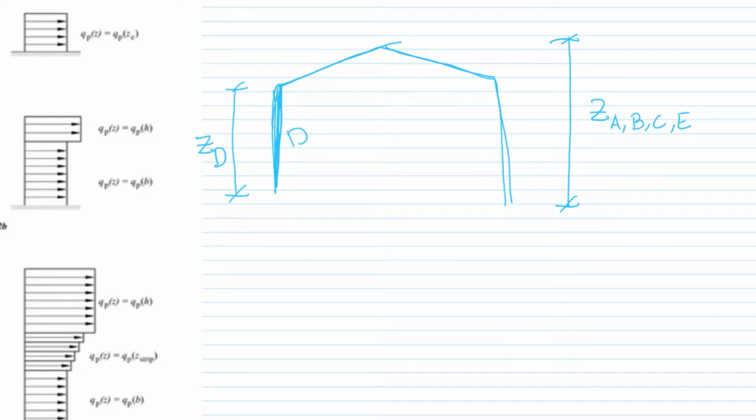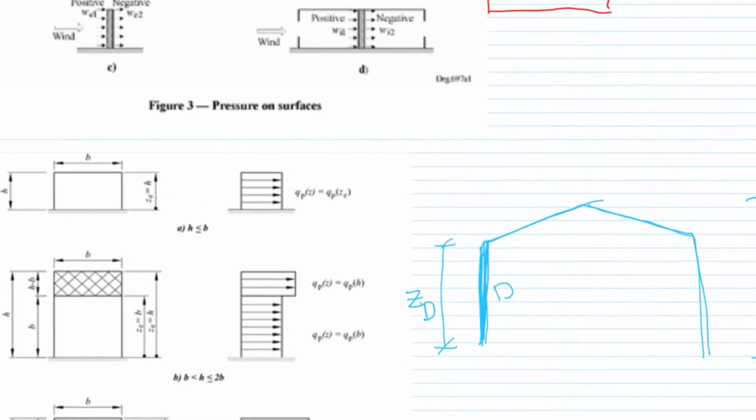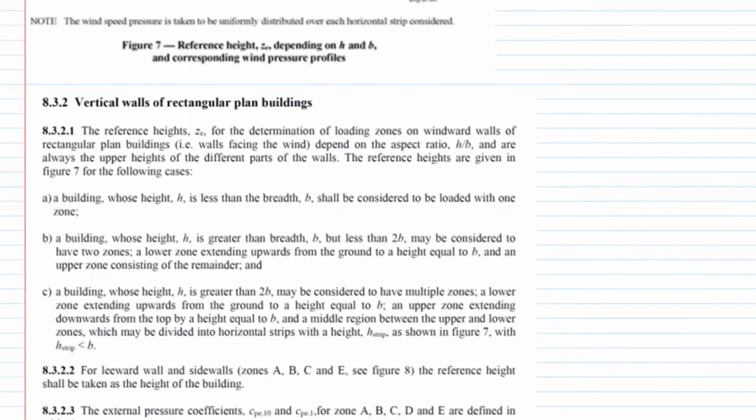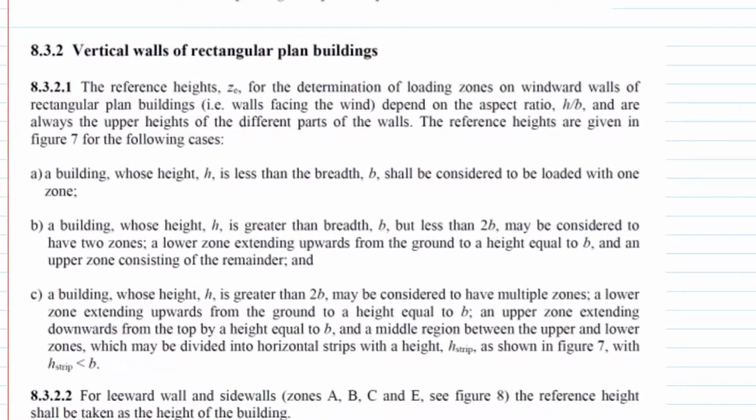Now, how do I know this? All of these things are stated in the code. So if I go down, vertical walls of rectangular plan buildings, the reference height ZE for the determination of loading zones on windward walls. So that's zone D, and that's where the wind hits. Of rectangular plan buildings, walls facing the wind, depend on the aspect ratio H over B and are always the upper heights of the different parts of the wall.